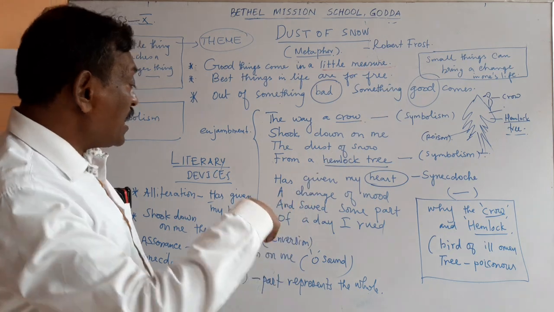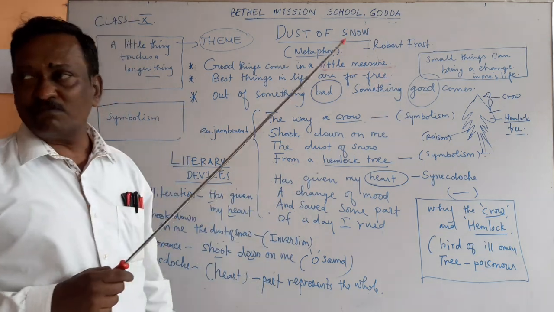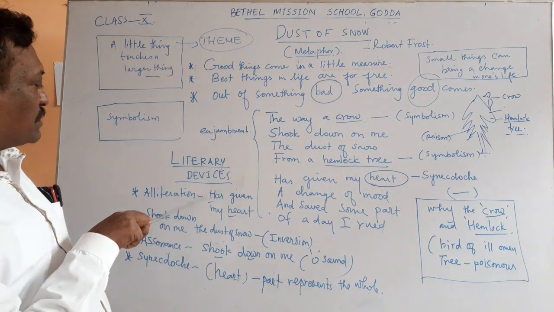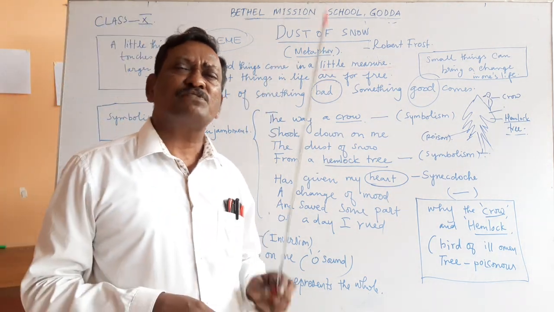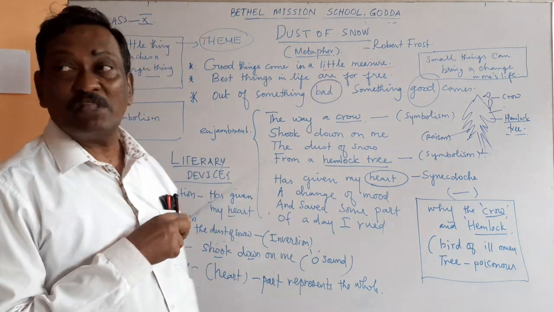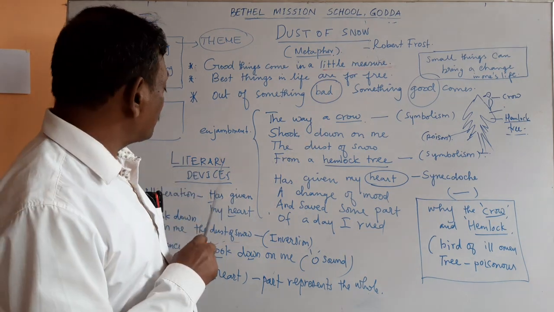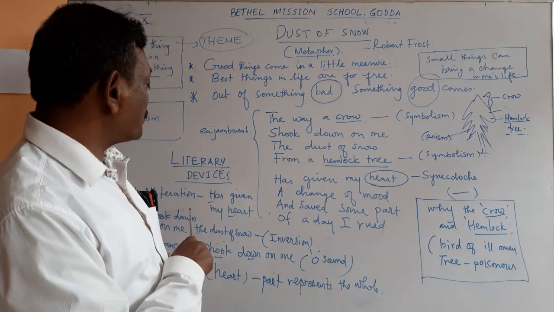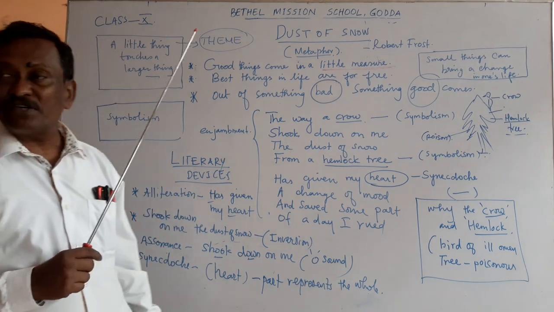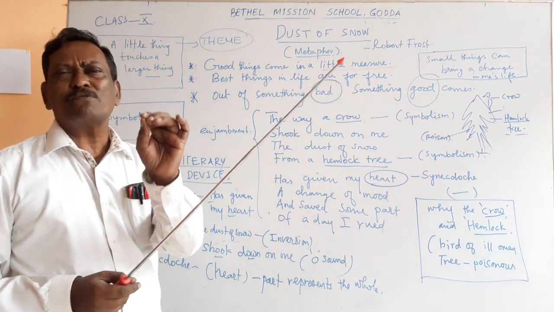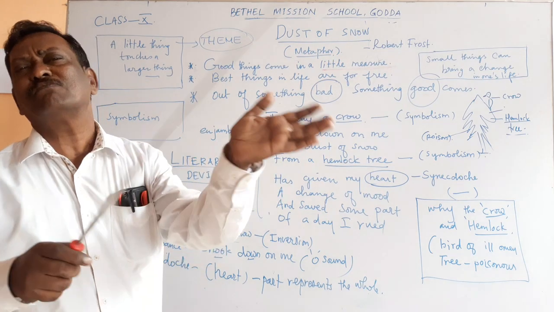Now, while we discuss the poem, we must also go through the literary devices, because every poet will definitely have some literary devices in the poem that he writes. So look at the literary devices. Alliteration is the first one. What do you mean by alliteration? The same sound or the same word coming one after the other.